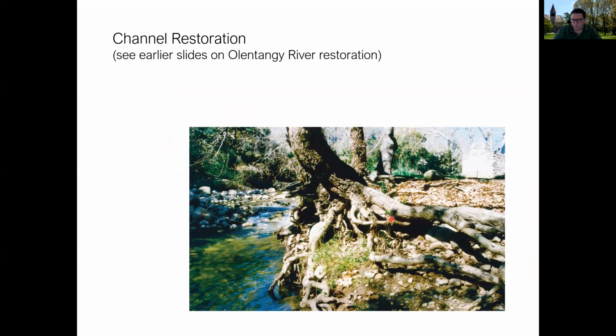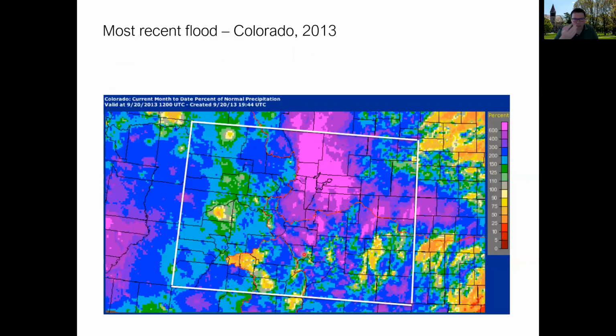So clearly, channel restoration is looking at examples of older trees, which of course prevent erosion, but also provide shade and cover in ecosystems, as well as nutrients by leaf litter falling into the rivers and things like that. One last flood example I want to talk about before we move on is a pretty catastrophic flood in Colorado in 2013.